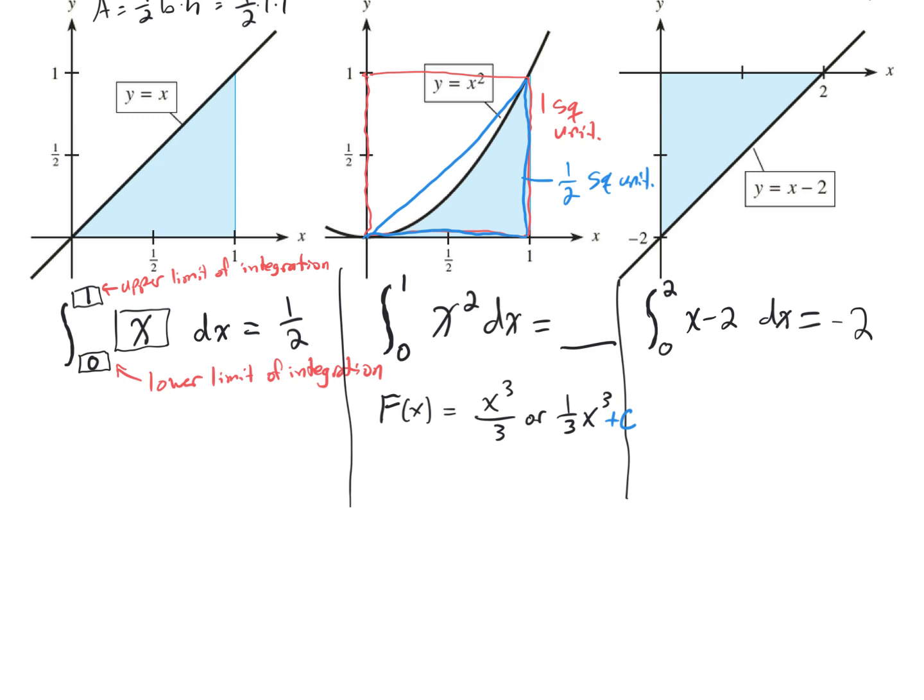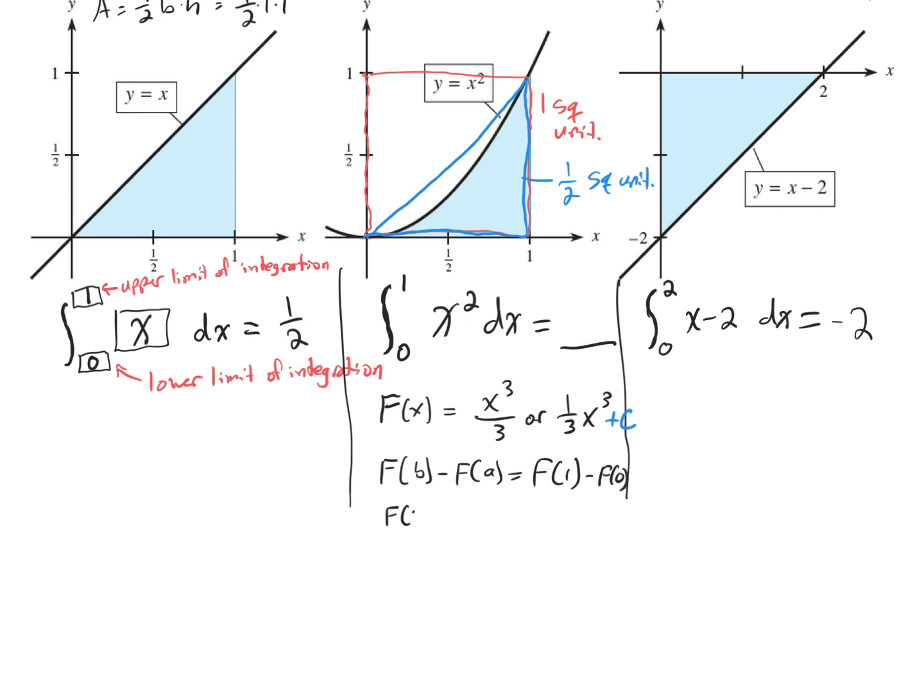All right, now that we've figured out what capital F is, we need to figure out what capital F of b minus capital F of a is. So this would be capital F of 1 minus capital F of 0.